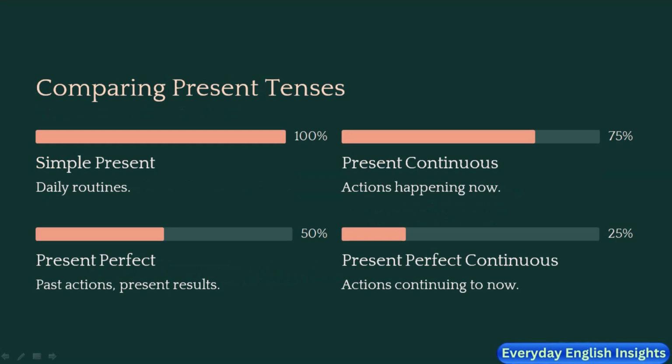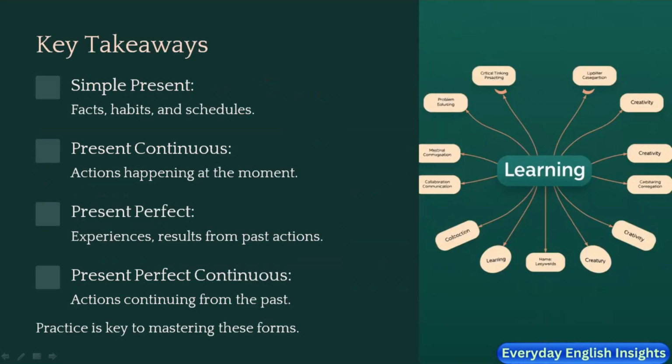Let's compare them all visually. The simple present is used the most for daily routines. The present continuous covers actions happening right now. The present perfect connects past events to the present. And the present perfect continuous emphasizes time and continuity. This chart gives you a clear sense of when to use each tense.